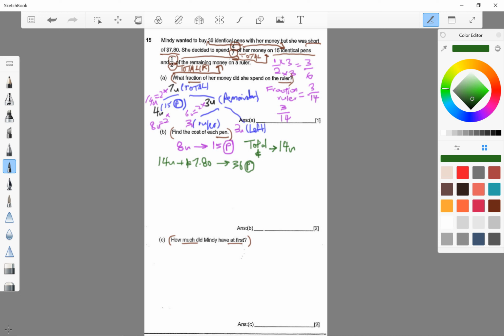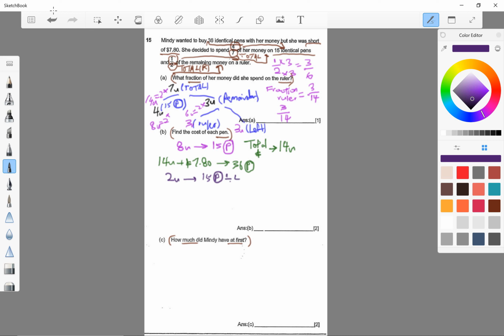So what should we do? How can we make our life easy? We were told that 8 units represented by 15 pens. Let us tap on that. So if 8 units is 15 pens, what will 2 units be? It has to be 15 pens divided by 4.